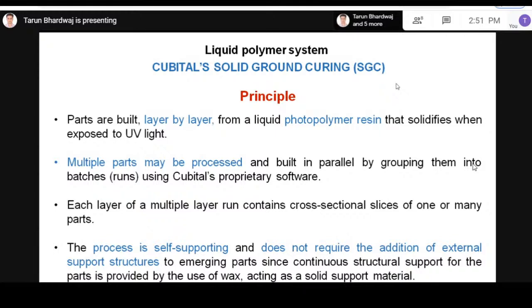So multiple parts can be processed with the UV lights. That is the advantage of it, and they are built in parallel by grouping them in batches using the Cubital proprietary software. And each layer of multiple layers contains cross-section slices of one or many parts. The process is self-supporting and does not require the addition of any external support for the emerging parts, since continuous structural support for parts is provided by using the wax. Means we are using the wax for the support structures.